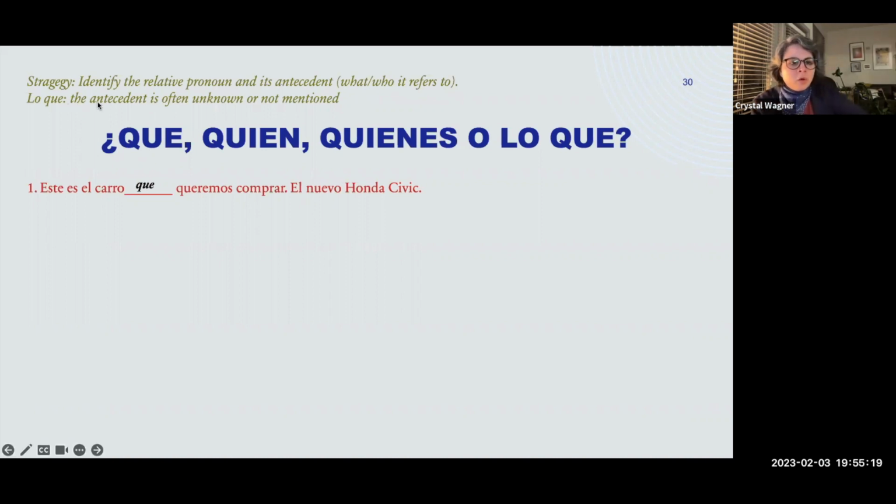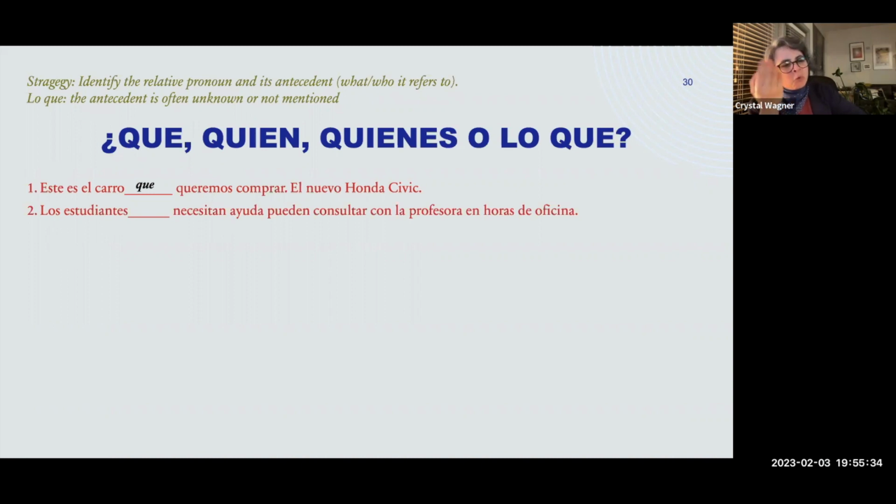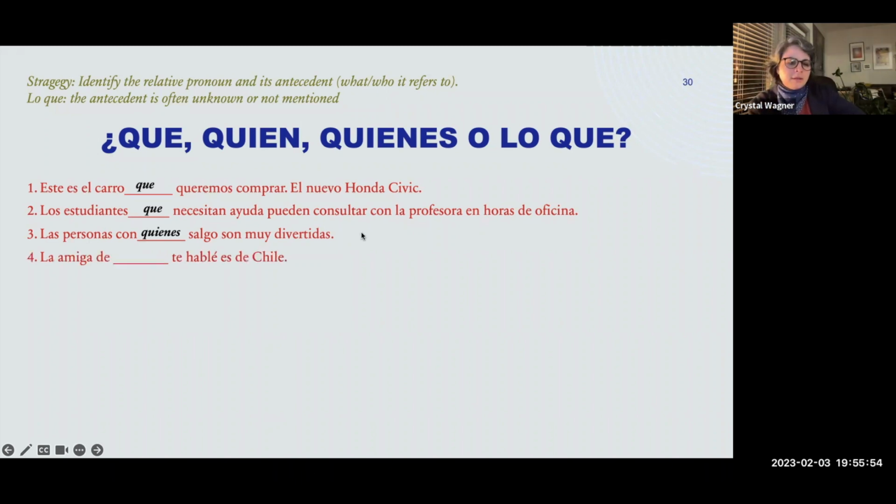So when it says here, lo que, the antecedent is often unknown or not mentioned, you wouldn't find it here, right? That's another clue. Los estudiantes. So puede ser, ¿quiénes? Well, it does not have a preposition, so therefore it has to be que. Las personas con. Is this a preposition? Sí, sí es una preposición. And so, ¿quiénes? Because las personas is more than one. Las personas con quienes salgo son muy divertidas. La amiga de es una preposición. Yes, it is a preposition.